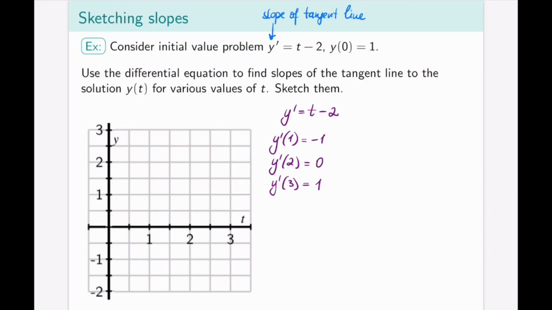Let's draw that. So here, notice that my graph is t-axis versus y-axis. I am drawing not the solution y itself, but rather the values of the slopes of the tangent lines. So when t is 1, this is t equals 1, and in fact, t is 1 all over this vertical line. When t is equal to 1, the slope of the tangent line is negative 1.